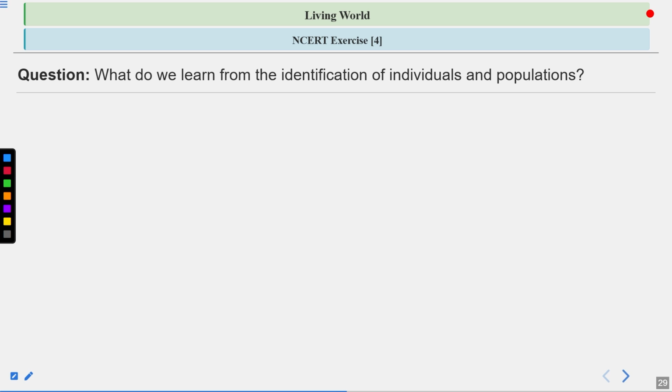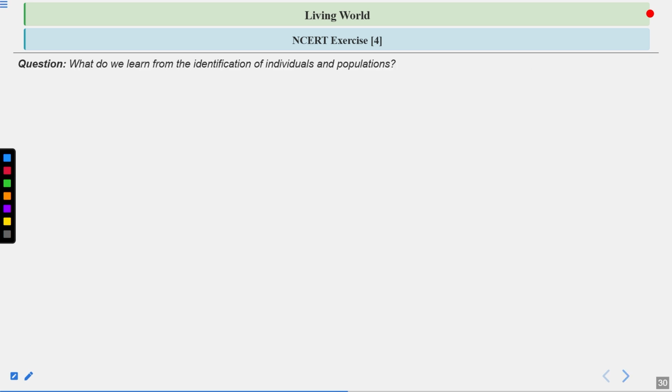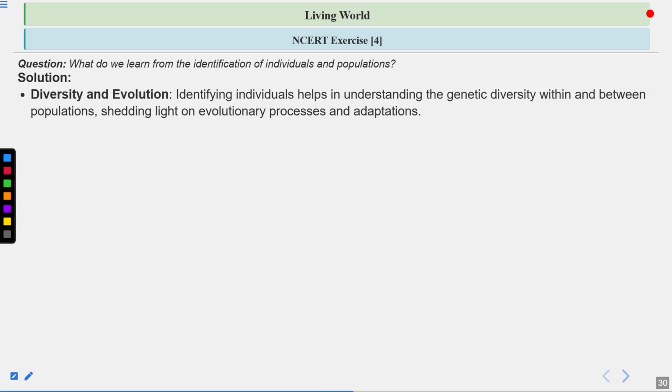Now the question is, what do we learn from the identification of individuals and populations? Now first one is diversity and evolution. Identifying individuals helps in understanding the genetic diversity, obviously, within and between the populations. So each individual is different from the other individual. So if you understand different individuals, you understand the genetic diversity within and between the populations, shedding light on evolutionary processes and adaptations.